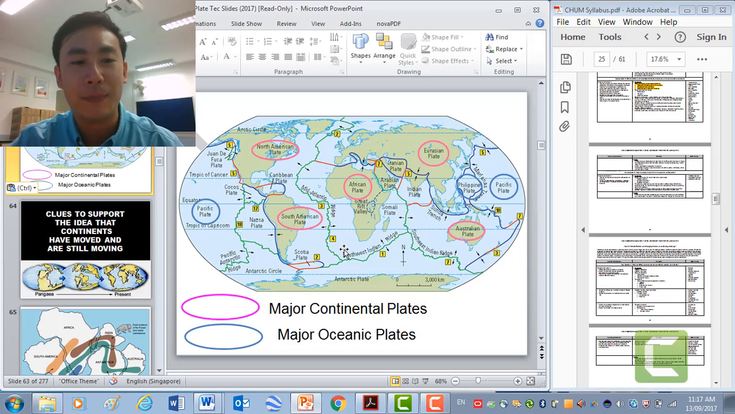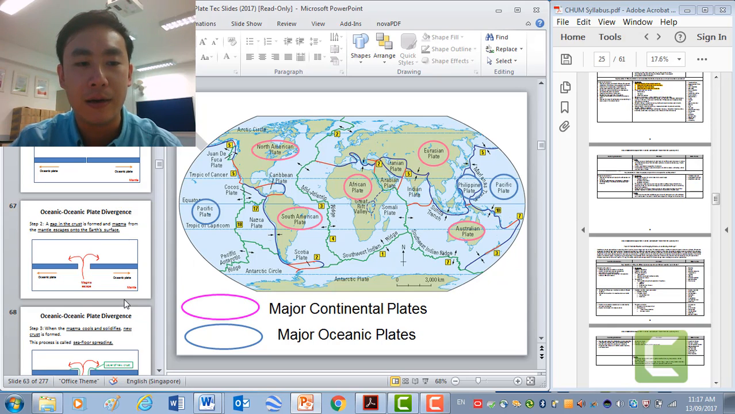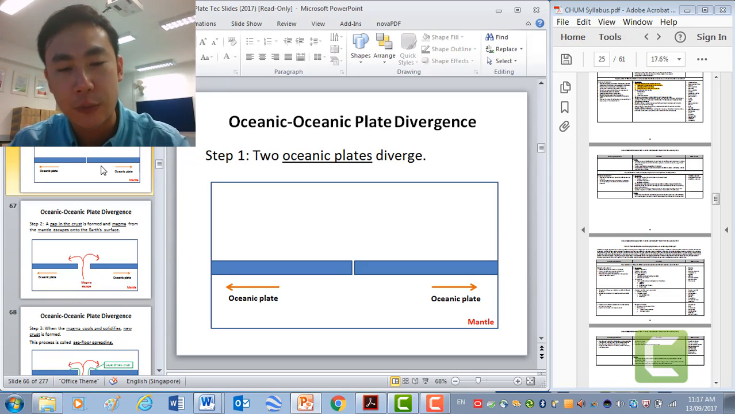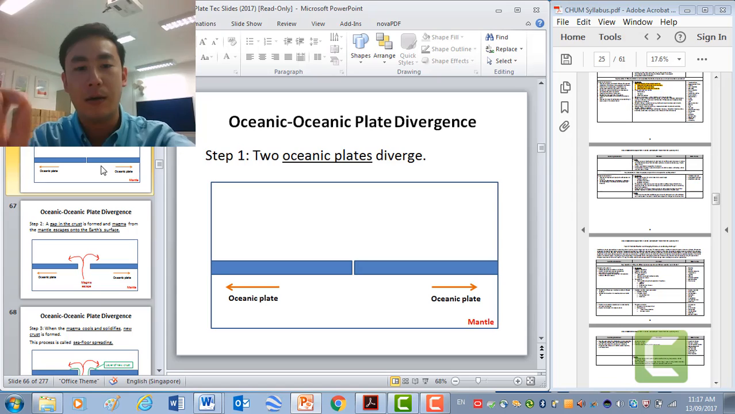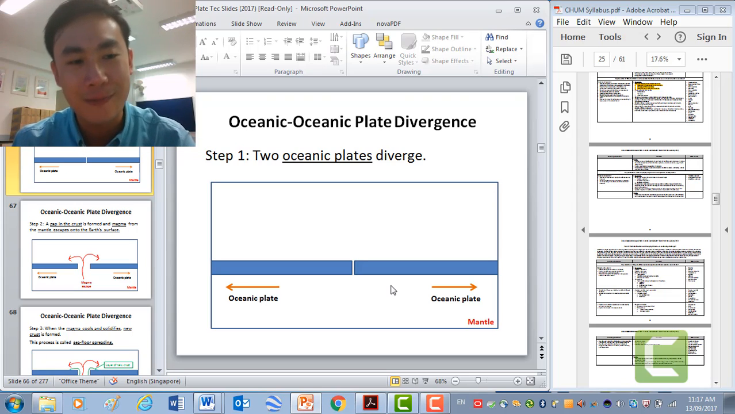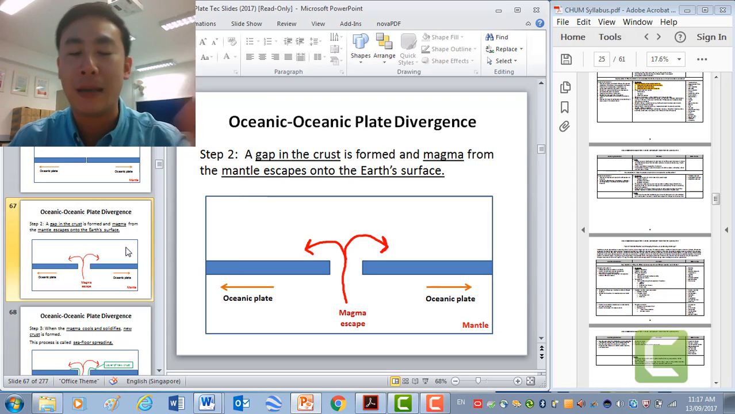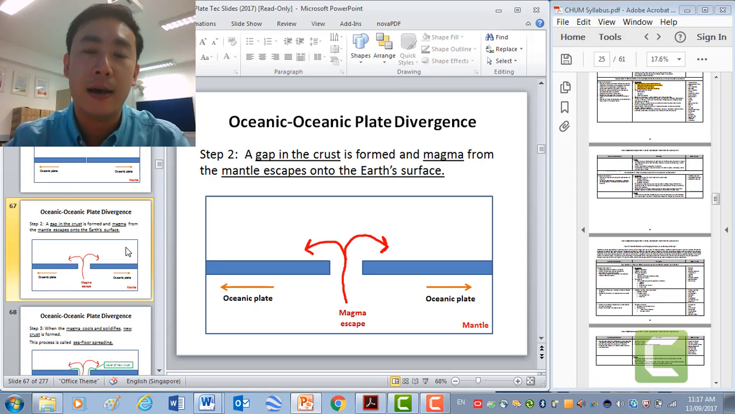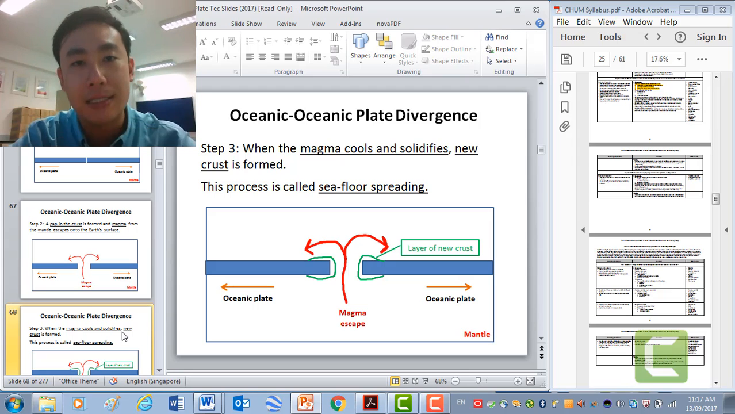Okay, and I'm going to show you a short sequence of how it has formed. So 2 ocean crusts are spreading away from each other. Now, the reason why it's drawn as a thin line is because ocean crust is thin. And then magma rises to the surface, encounters the cold water, and then solidifies. And then once it solidifies, new crust is formed.